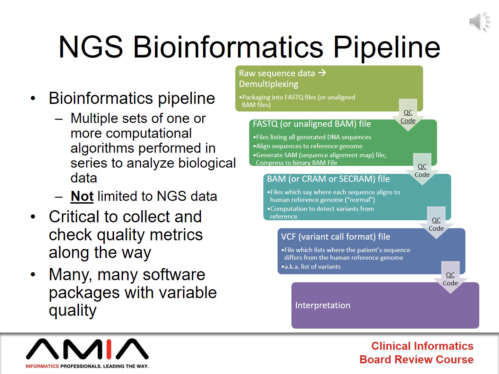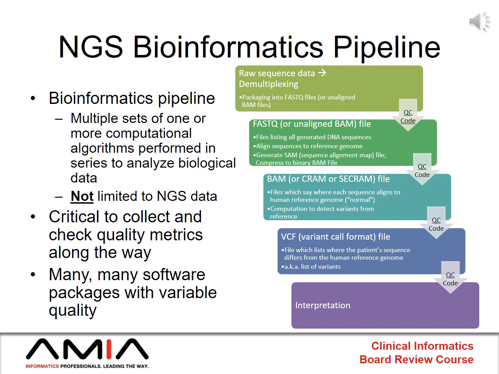To the right of the slide, you'll see a basic structure for a bioinformatics pipeline that would be used in next-generation sequencing analysis. So beginning at the top, a next-generation sequencing instrument will produce raw sequence data, and one of the first steps in a bioinformatics pipeline is to take the raw sequence data and translate it into FASTQ or unaligned BAM files, depending on the technology that you are using.